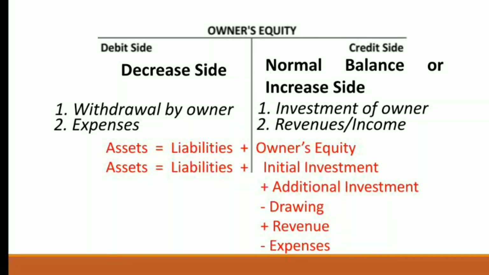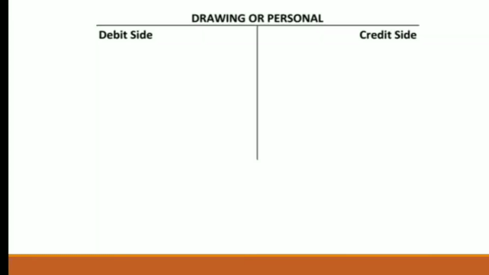The owner's equity section is broken into investments, which consists of the initial investment plus the additional investment, and then minus the drawing or the withdrawal made by the owner, plus the revenue or income, and then less or minus the expenses. For temporary accounts, we have here first the drawing or the personal account.